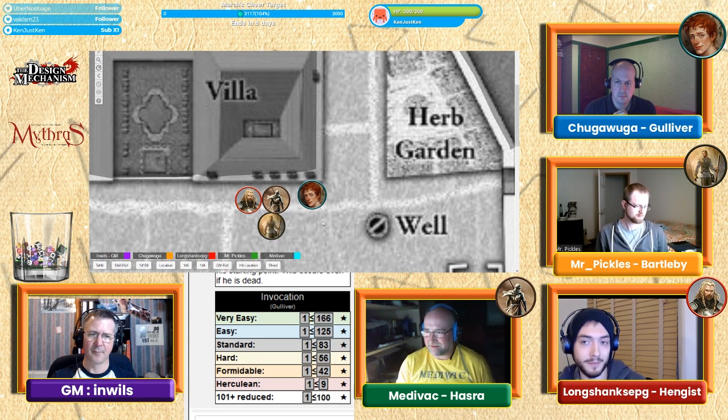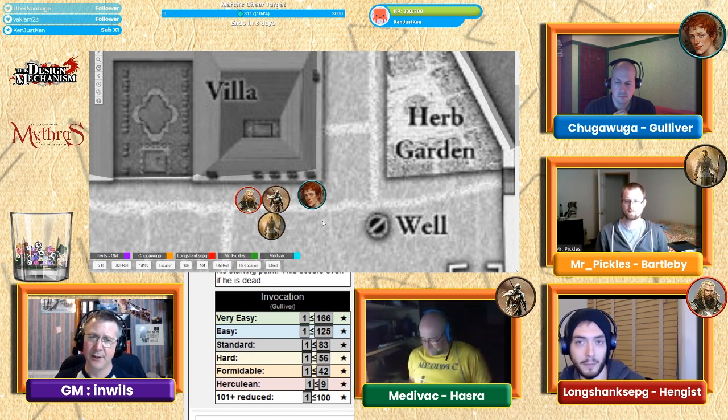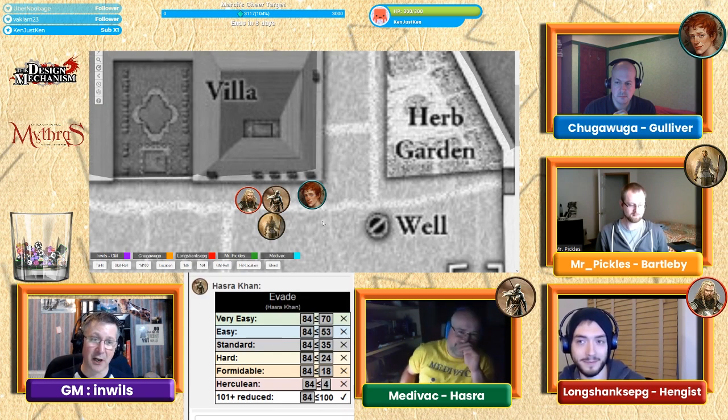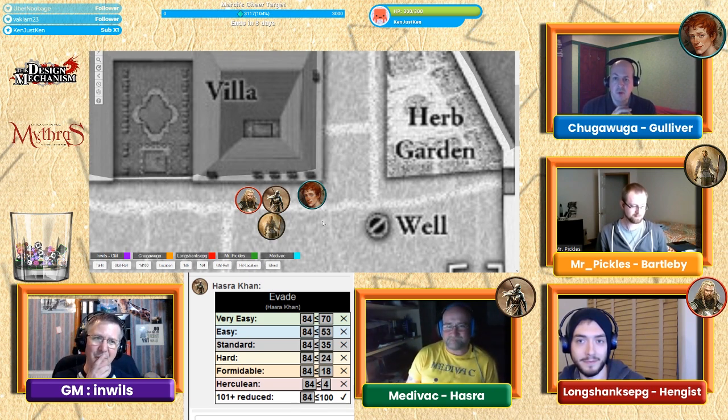That's 7. Now you have to actually get a critical to match the power of the spell. If you did get a critical, which you don't, then it would automatically be better. If you got a critical, you would have resisted it. Yeah. You can actually see it having a tear rolling down her side.